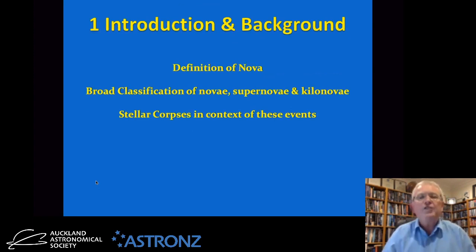So first of all, the introduction and the background. There are 3 things I'm going to talk about here: the definition of a nova, a broad classification of novae, supernovae, and kilonovae, and what the key points are between them. And then, in the context of this topic, a little bit about the stellar corpses, what's left over of a star when it finally ends its life.